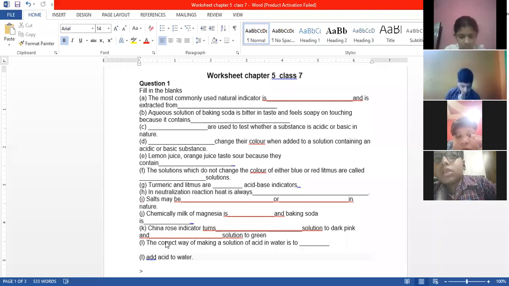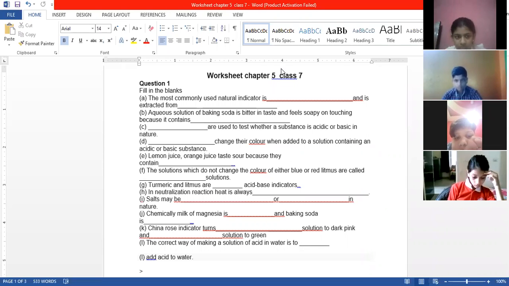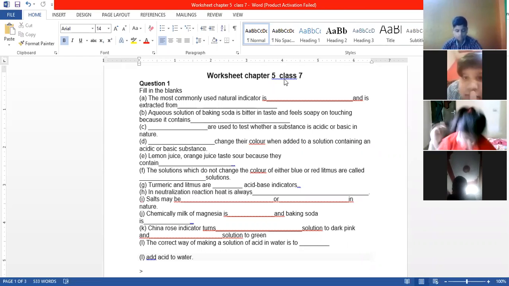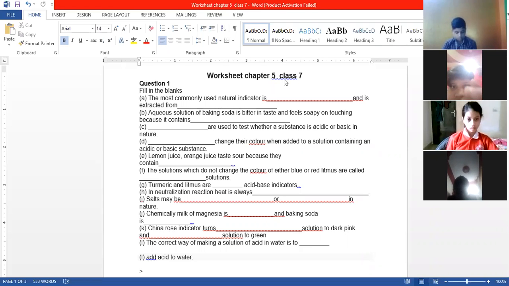Tell me, who will tell me? You had underlined in the book another name for baking soda. Vansh, you can tell. Ma'am, sodium bicarbonate. Yes, sodium bicarbonate. So children, you can write down: milk of magnesia is magnesium hydroxide and baking soda is sodium bicarbonate. So these two are the bases.